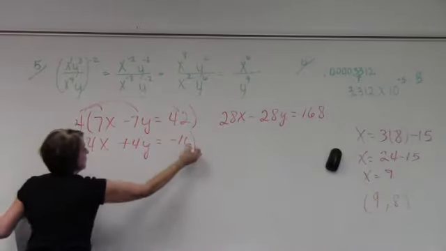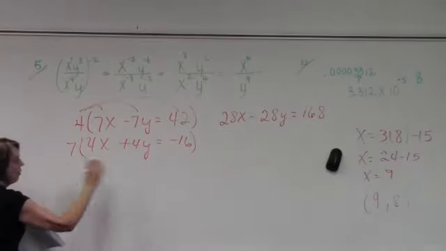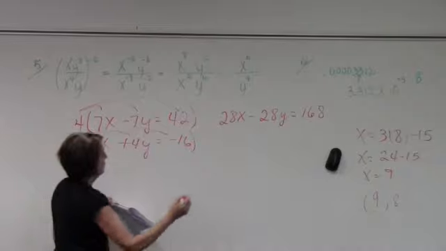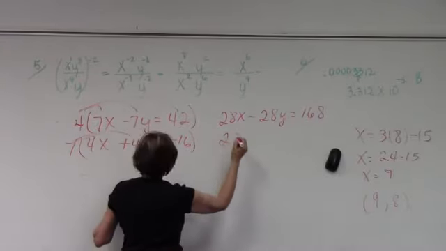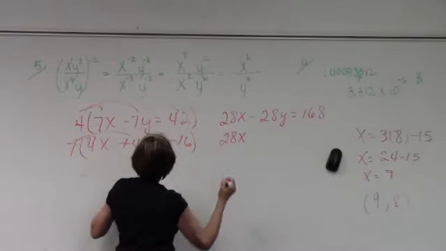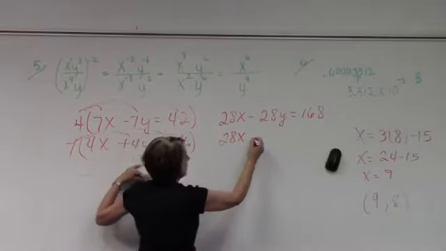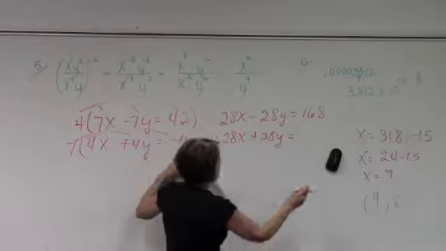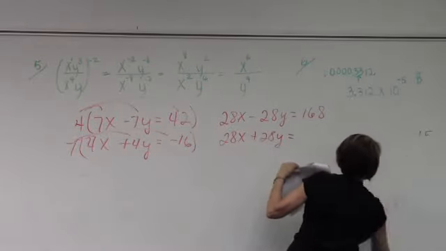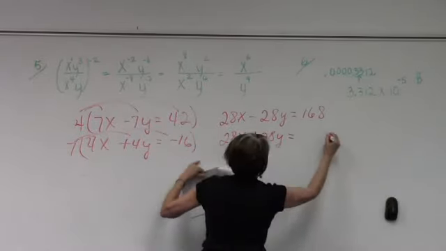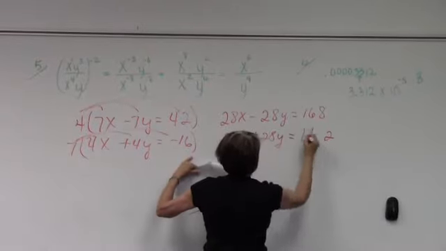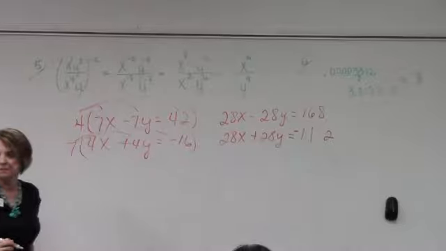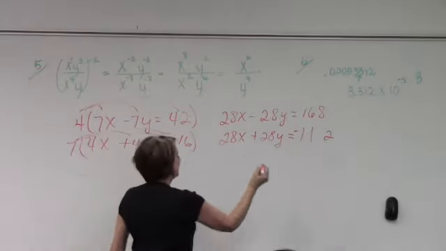Okay. I'm still trying to make this a negative 28y and this one a positive 28y. So what am I going to multiply this one by? 7. And the whole thing has to be multiplied by the 7. 7 times 4x. 7 times 4y. And 7 times negative 16. Is that right? Yeah. Check my arithmetic. I'm going fast up here. Y'all got calculators. Check me real quick.